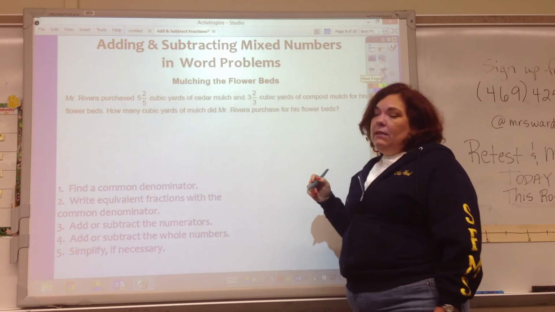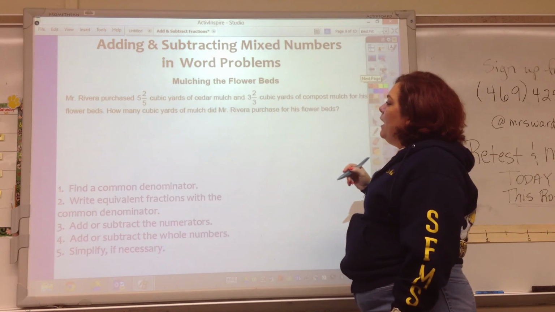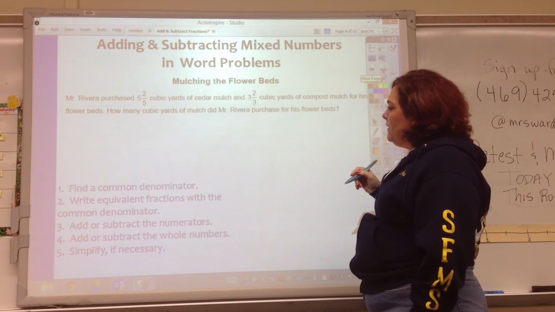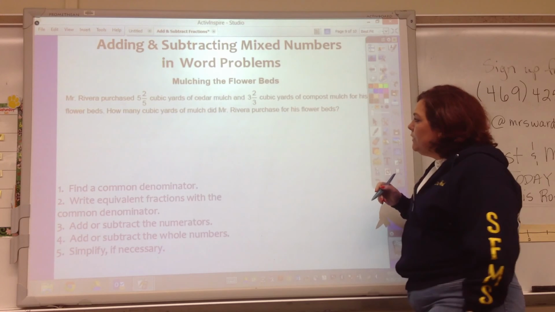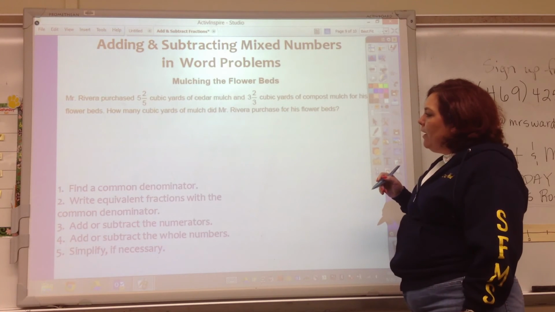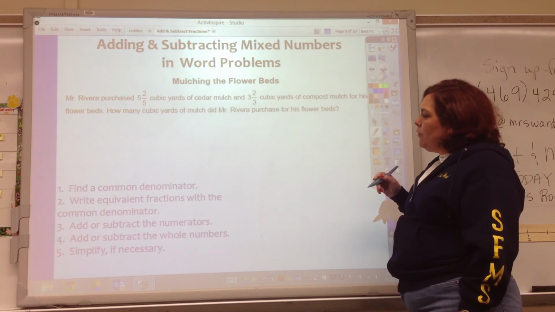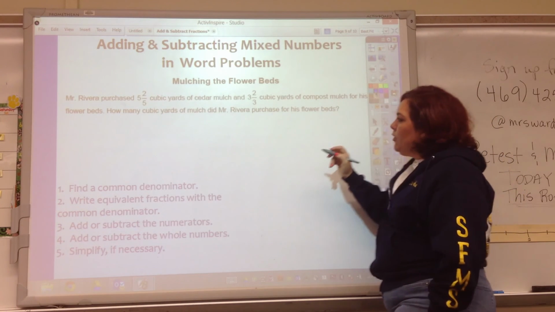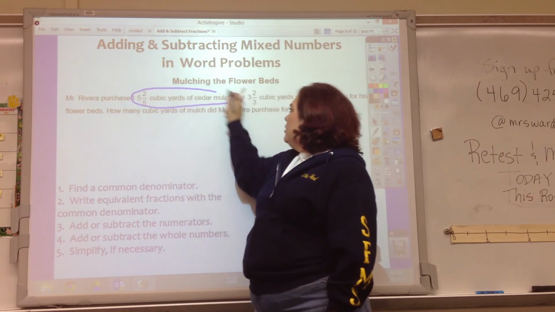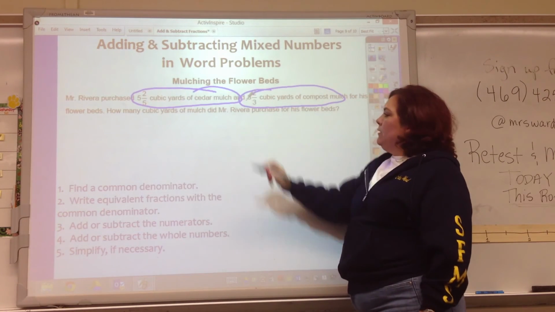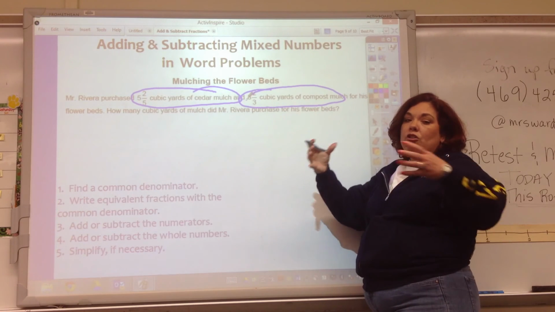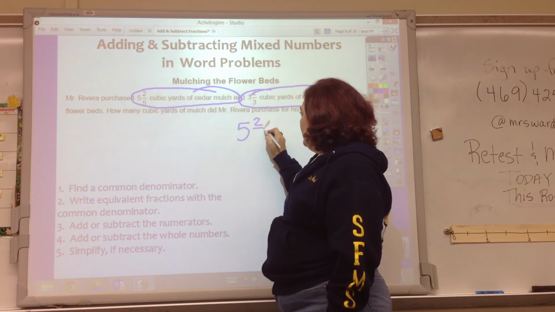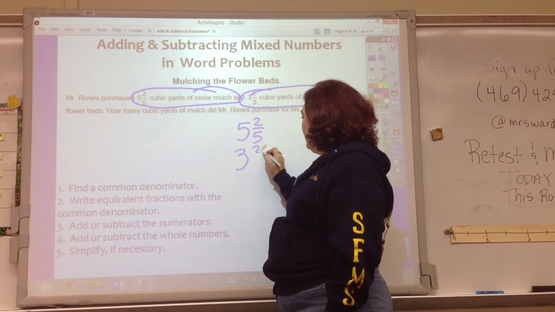So you're going to see this in word problems, and it says Mr. Riviera purchased 5 2/5 cubic yards of cedar mulch and 3 2/3 cubic yards of compost mulch for his flower beds. How many cubic yards of mulch did Mr. Riviera purchase for his flower beds? So he purchased cedar mulch and compost mulch. It wants to know how much total, so that's going to be adding. So I've got 5 2/5 plus 3 2/3.